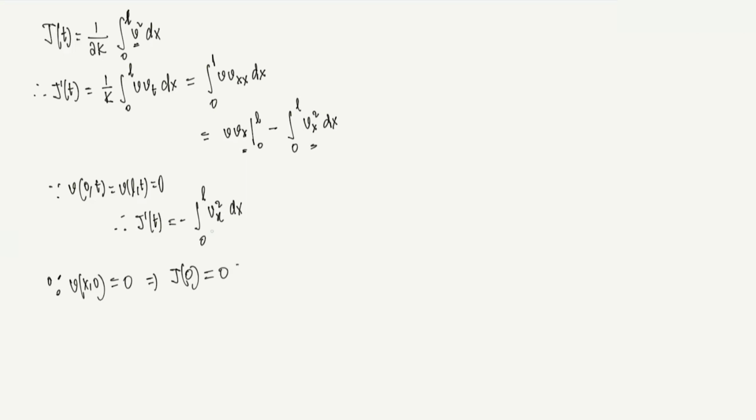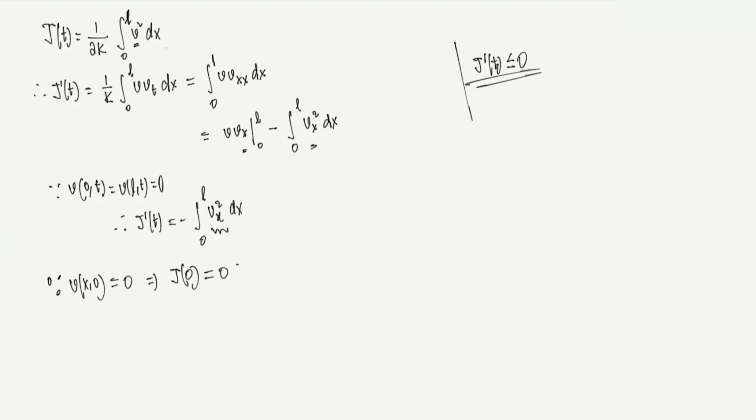Is this okay? See, this is a positive term. You have to understand this thing. v_x is whatever v_x is, v_x square is a positive term, and you are integrating a positive term which remains positive. So J prime of t is actually going to be less than or equal to 0. It has to.